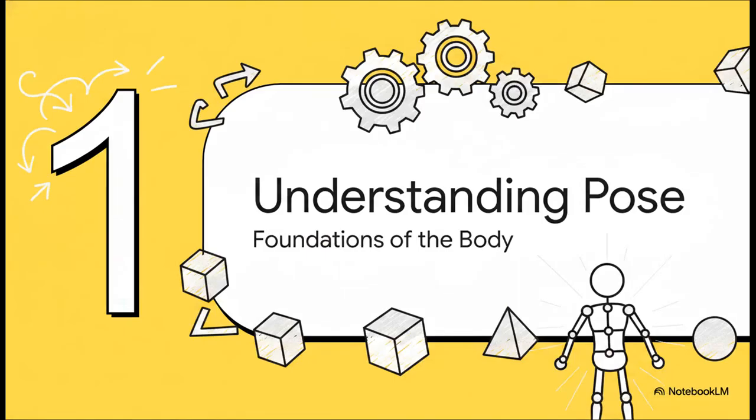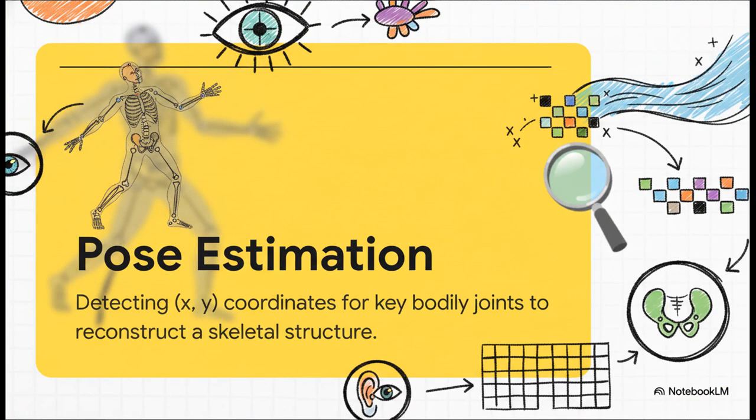Understanding pose estimation, the foundations of the body. So the absolutely crucial point here is that pose estimation is all about predicting a set of specific coordinates. We call these key points, and we use them to map out the body. Honestly, it's kind of like a highly advanced digital game of connect the dots. The system's goal is to ingest an image and spit out specific X and Y pixel coordinates for vital joints.